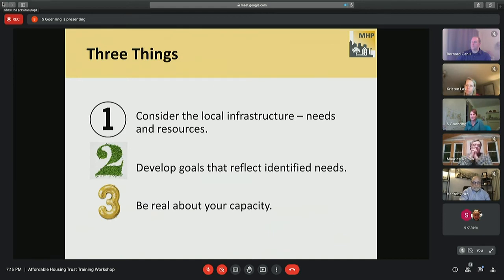And to wrap it up and to get to questions, if you have any, or conversation, we really suggest that you consider your local infrastructure, the needs that you have, the resources that already exist in Shrewsbury, and develop goals that reflect the needs that are identified in your housing production plan. It's easy in some communities to want to take the path of least resistance because affordable housing can be so controversial.